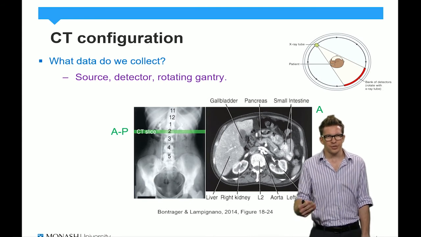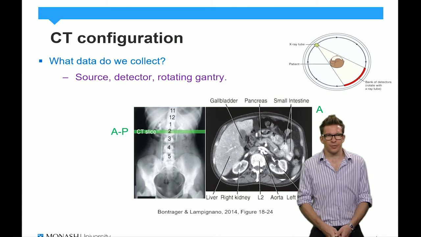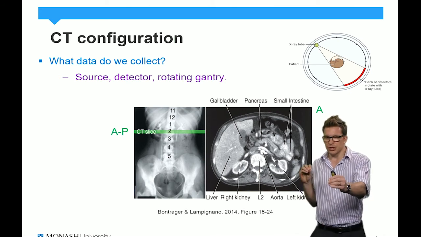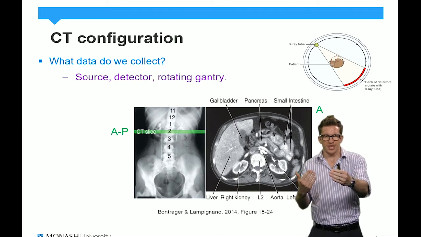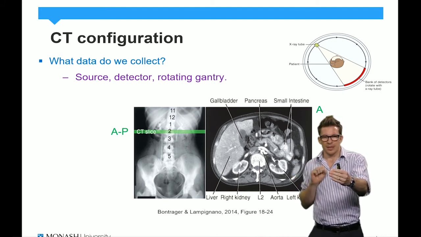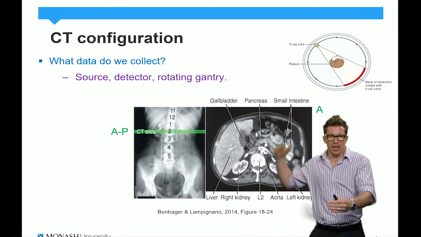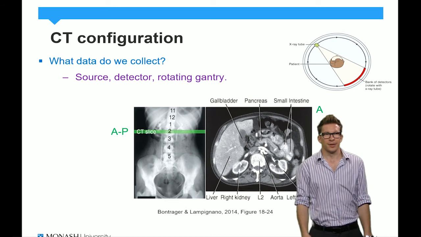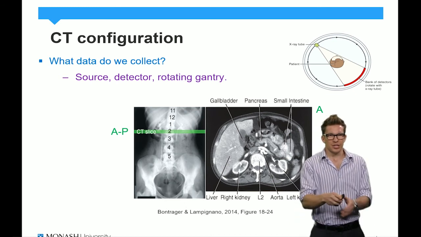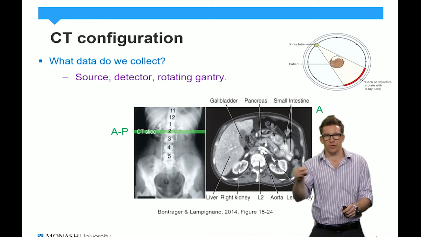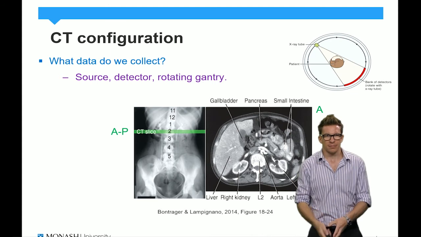So just to reiterate, the geometry is different. In a standard plain film radiograph, the X-rays shine through the patient. Here we can consider just a standard AP projection image. The X-rays go through the anterior, through the posterior, and onto the detector plate behind. In the CT configuration, the image is orthogonal to that. So the 512 by 512 image would be going into the slide in this configuration.